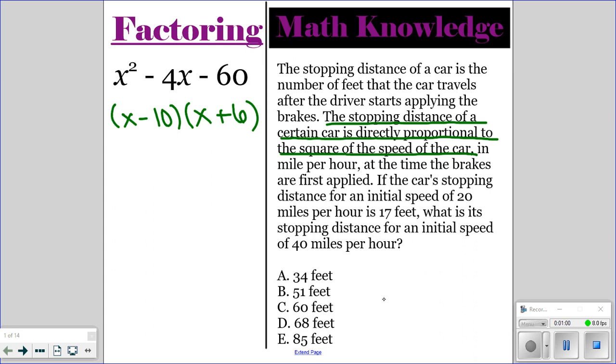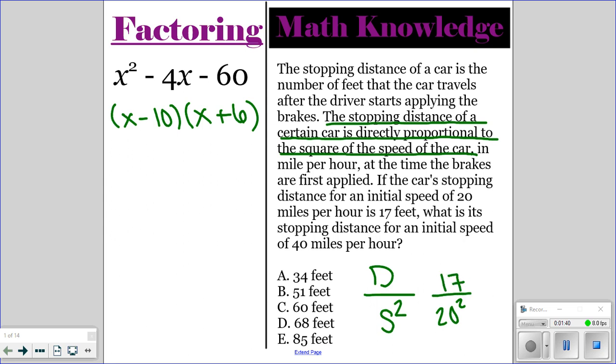So I'm going to do the stopping distance as a D, and it is proportional to the square of the speed of the car. And I'm going to do speed as S. And so it's S squared because it's the square of it. Not the square root, but the square. So it says the stopping distance for an initial speed of 20 miles per hour. So is the 20 the D or the S? It says the speed, initial speed of 20 miles per hour. So the 20 is the S. And then the stopping distance is 17 feet.